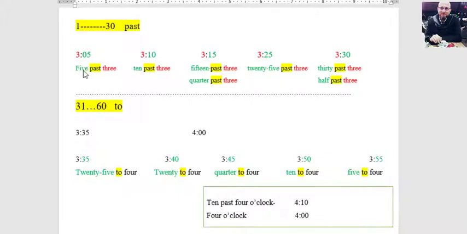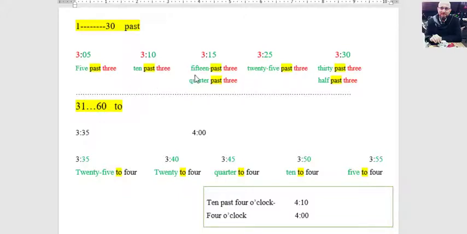So we say 5 minutes after 3. 10 minutes after 3, or 10 minutes past 3. 15 minutes past 3. 5 minutes past 3. 30 minutes past 3. It means after 3. Just think about it like that.